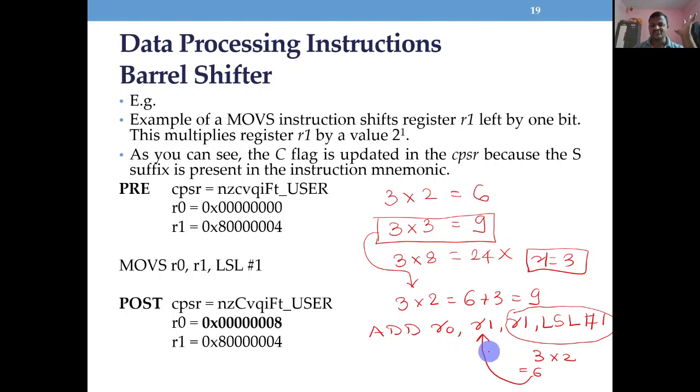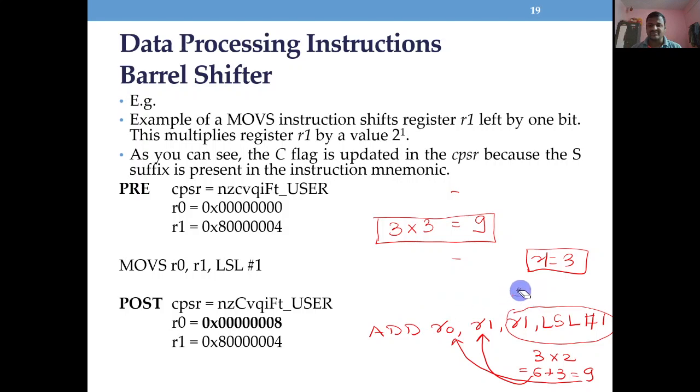Okay. So it will add with the 3. After adding, we'll get 9. That 9 result will be copied back to R0. So the result will be copied here. Okay. So this way we can perform the addition. In this way we have to perform multiplication by a number which is not a power of 2.